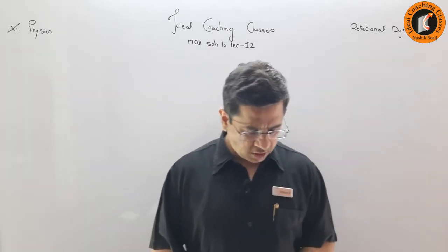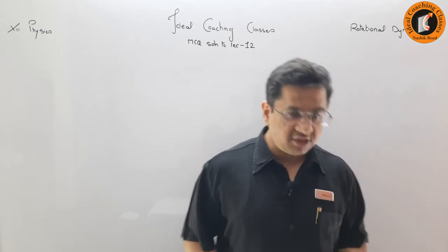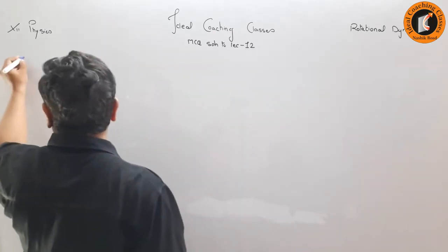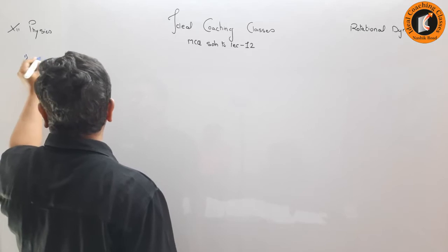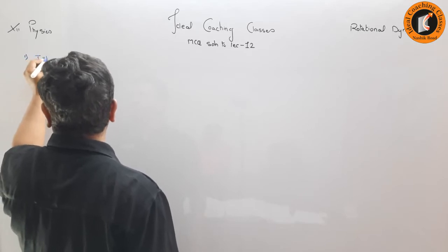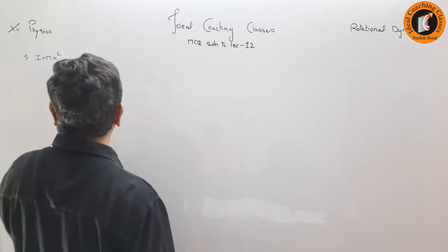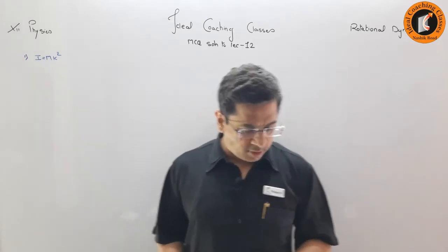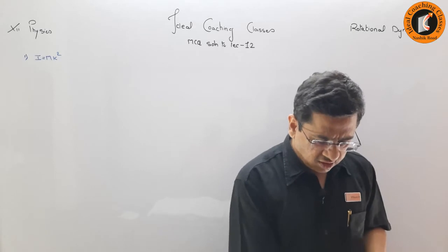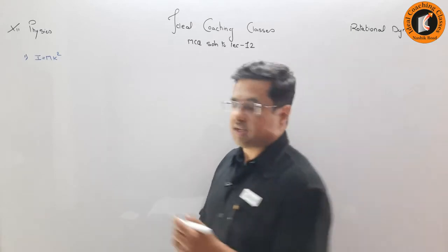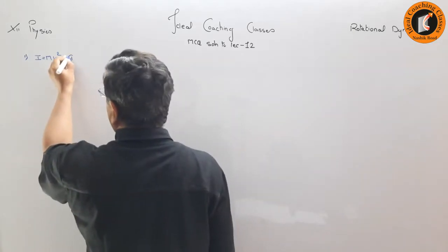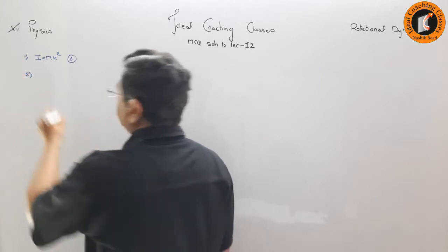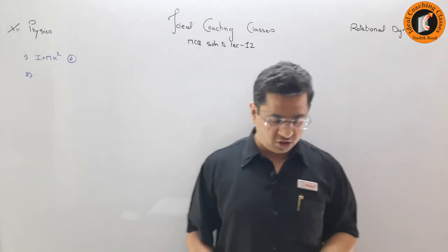First question: the radius of gyration is related to dash. Radius of gyration k is given by I = mk square. It is associated with what? It is associated with moment of inertia. The answer of the first question therefore is D, fourth option.